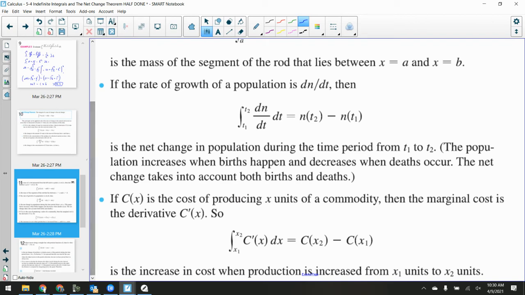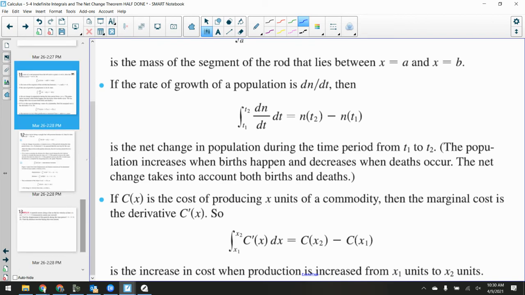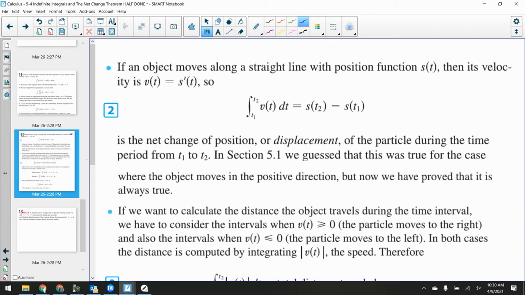And as you can see, I'm not going to go through all of them, but there are a lot of different applications. One application that we have been studying all along is displacement, velocity, and acceleration, right? We know that if I've got the displacement, I can find the derivative of that to find the velocity, and I can find the derivative of velocity to find acceleration. If an object moves along a straight line with position function s of t, then its velocity is v of t. So I can take the integral from time 1 to time 2 of v of t dt.